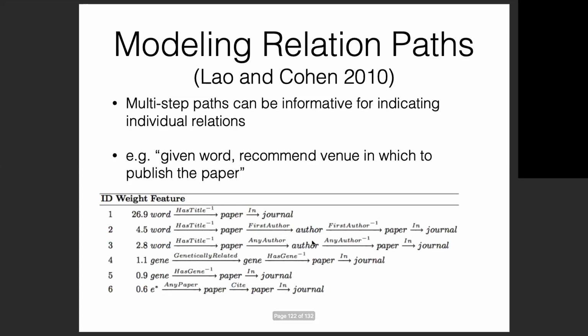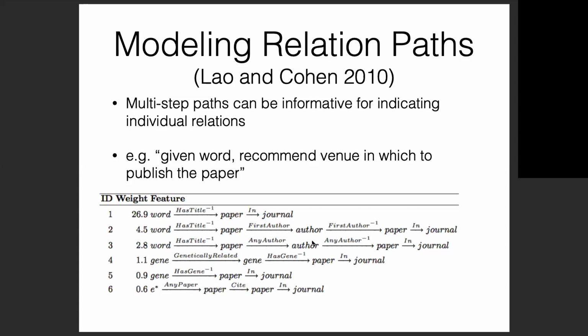And so basically what they did in this paper was they extracted paths, like word has title -1 to paper. So basically this is saying the word is in the title of the paper, and then that paper is in a journal. So this is a path that's very indicative of what journal a paper was going to be in.